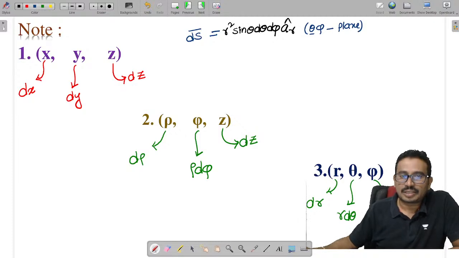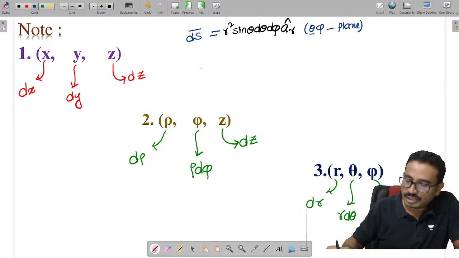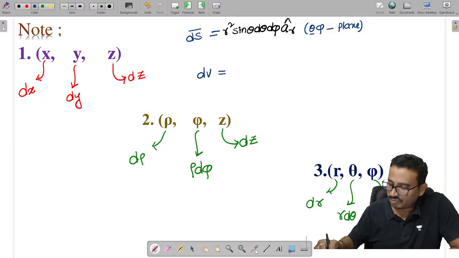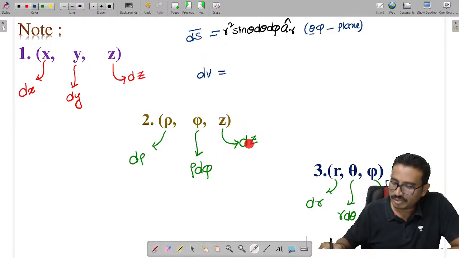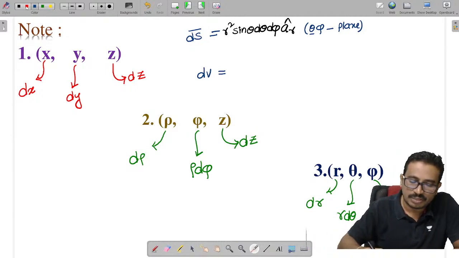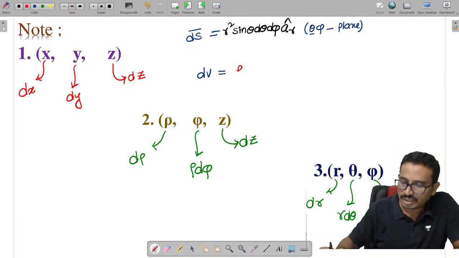Is it easy or not? If I ask the differential volume in the cylindrical system, tell me the differential volume. In the cylindrical volume case, we require all three elements, and volume is a scalar quantity. So simply multiply all of them: rho, d rho, d phi and dz.